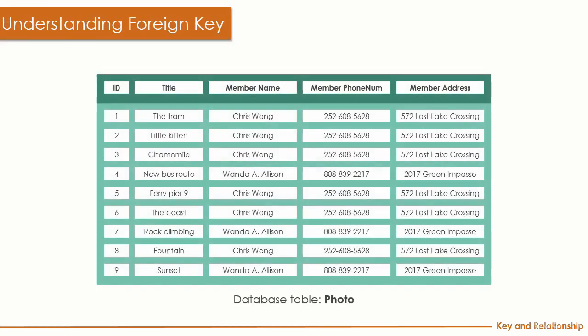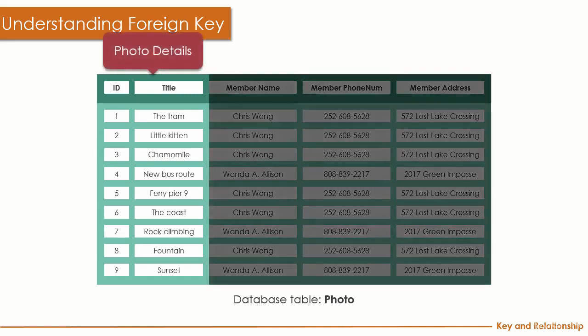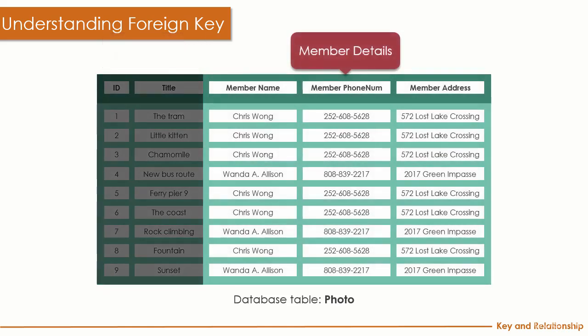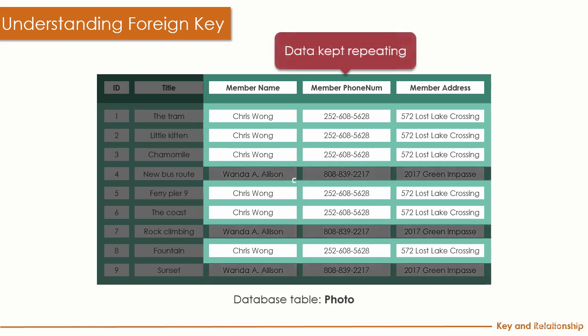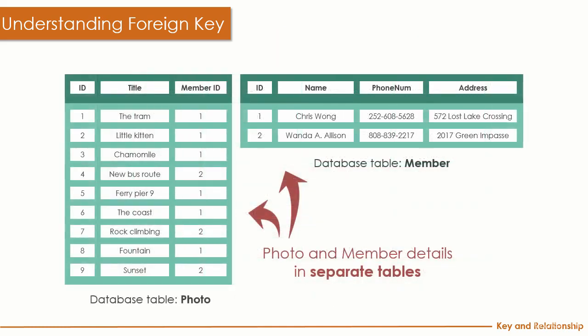Let's take a look at an example. Here is the photo table we designed at the very beginning. You see we have the photo detail, the ID and the title of the photo, and on the right-hand side of the table, you see the member detail. We find that the values keep repeating. You see Chris Wong repeats so many times. Then we decided to split it into two tables: one is the photo table with the ID and the title, and the member table with the name, phone number, and address.